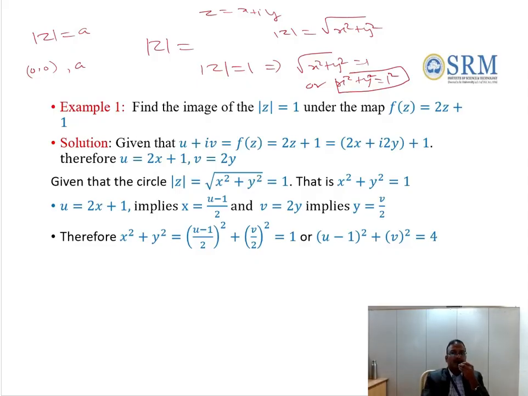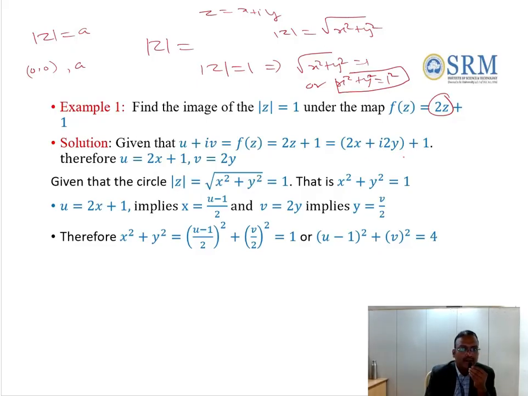Now we have to find out what is the image of the circle modulus of z equal to 1 under the map 2z plus 1. What is this 2z plus 1? The 2z plus 1 is having magnification and a translation. Why? Because here instead of a we have taken 2, so therefore it gives only the magnification. Right. So what is your f of z? f of z is u plus iv, that is equal to 2z plus 1, and then z is x plus iy, so therefore we are having 2x plus i 2y plus 1.